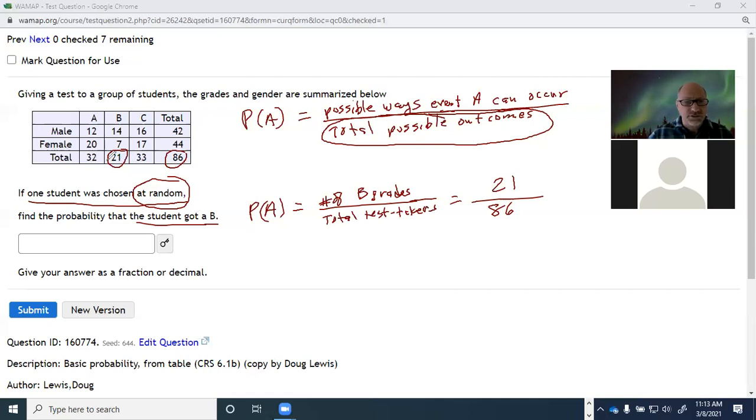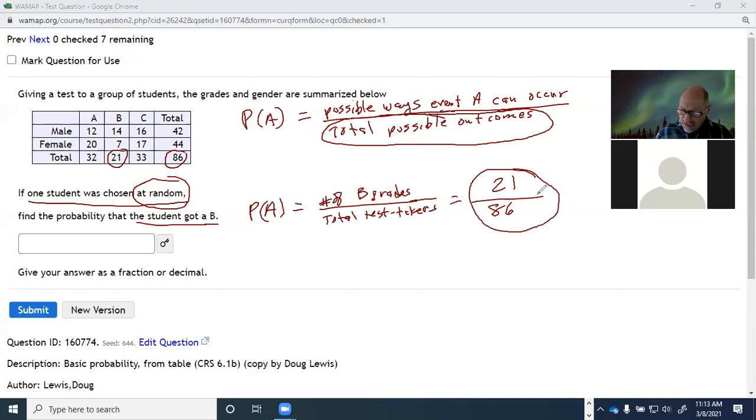If you add those up, 32 and 21 is 53. 53 and 33 is 86. Also, the males, there were 42 males and 44 females. That's 86. So we know there's 86 total. So this is our answer, 21 out of 86.